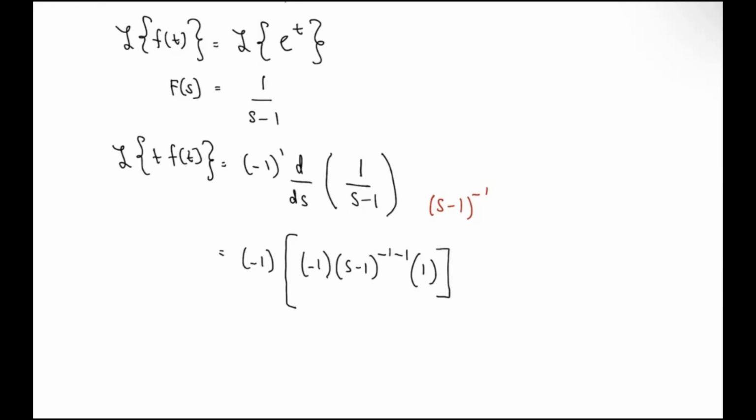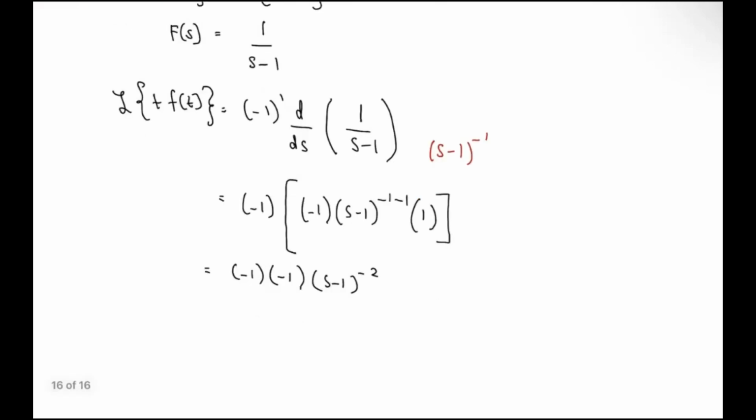So close the bracket. So here you get negative 1 multiplied by negative 1 (s minus 1) to the power of negative 2. So negative and negative will be positive. (s minus 1) to the power of negative 2, you can rewrite as 1 over (s minus 1) to the power of 2. So this is our Laplace transformation, by using the third property, multiplying by t to the power of n.